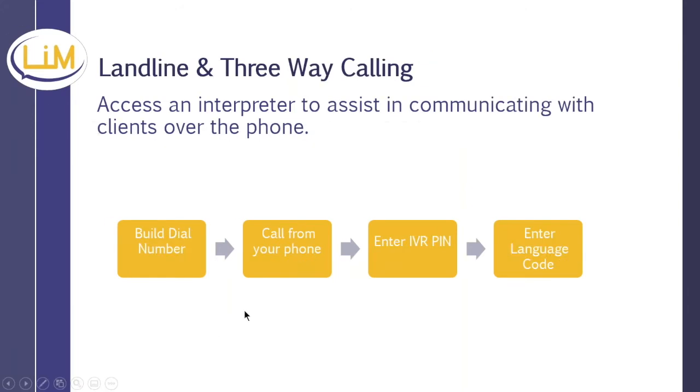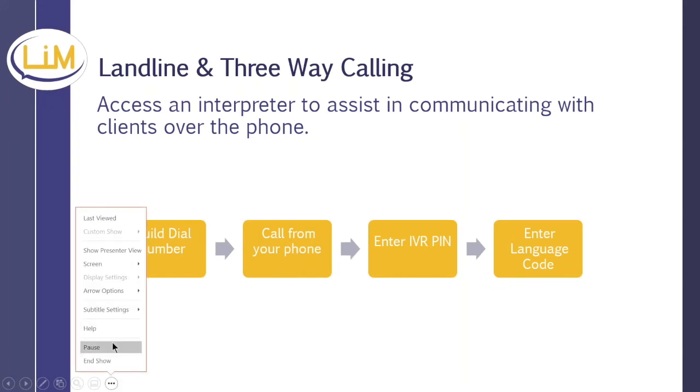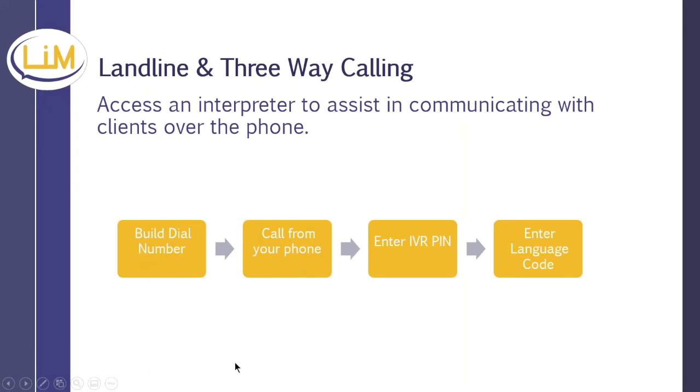All right. So now we get to the landline and three-way calling. As I mentioned earlier, the over-the-phone interpreting can be done web-based, smartphone, or you can just use a regular standard landline. All you would do is call into a number, put your PIN in so that you can track who it is that's using it at your firm, choose your language, and you would be connected.